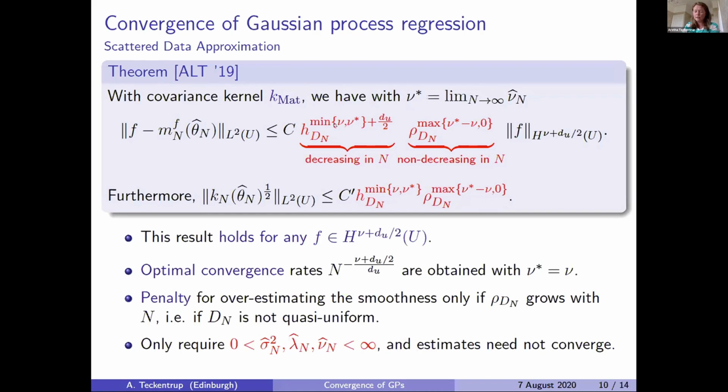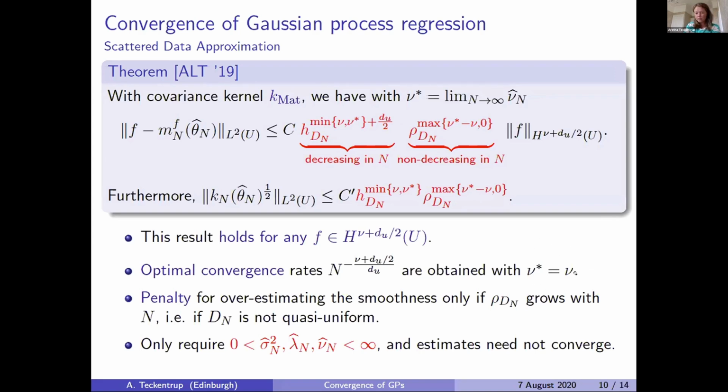So the nu here, as I said, is the true smoothness of f. Right? So the nu depends on how smooth your true f is. And then the nu star is how well you're estimating the smoothness to be. Right? So this is your estimated smoothness. Okay, so you get something here which converges. So as I said, the fill distance is decreasing in n. So this is something that decreases, and then here the mesh ratio could be increasing, so you might possibly get a penalty here.